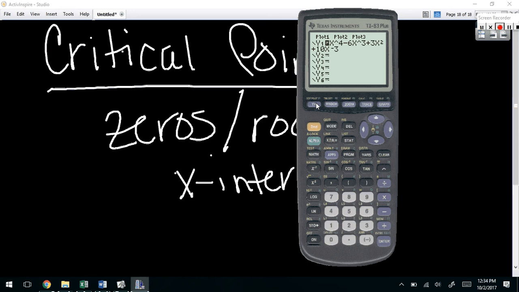X to the 4th minus 6x cubed plus 3x squared plus 10x minus 3. Okay, you're going a little fast. Is that what I have? I have that down, but I've got to adjust my window some. What's your window setting at though? My window is at negative 8, 8.